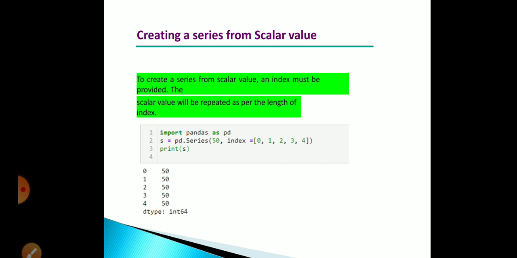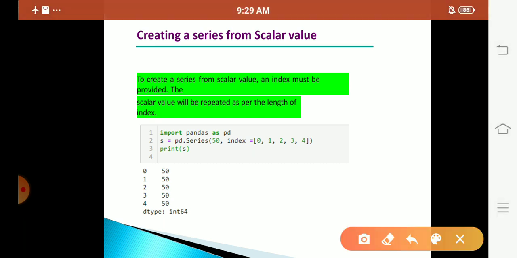Okay, so see, scalar value means what? The value could not be changed. And dynamic value means what? The values could be changed. So PD dot series 50, since it is a scalar value, my value is 50. It won't be changed. And I want to give the index from where? 0 to 4. Okay, you can see here I have given the index as 0 1 2 3 4. In 0 1 2 3 4 you can give your own values also.